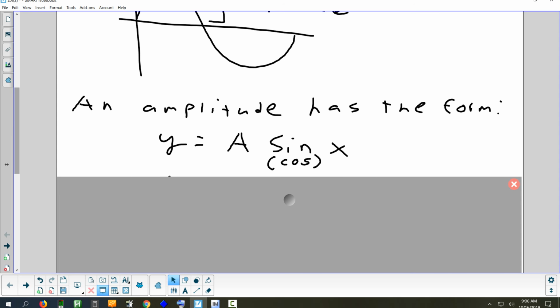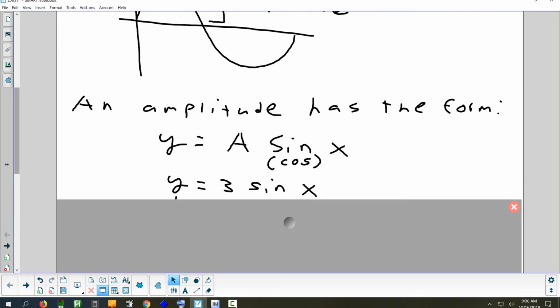So an amplitude change has this form. This is what an amplitude change looks like. It's when you multiply by a number in front. Could be sine or cosine, doesn't matter, either one. But if you multiply, that's the operation you're looking for, and where you're looking for it is in front. If you multiply in front, that's an amplitude change.